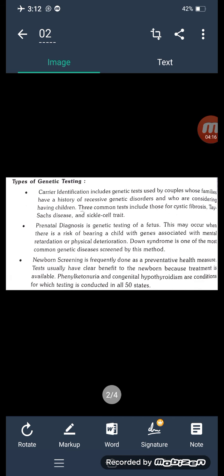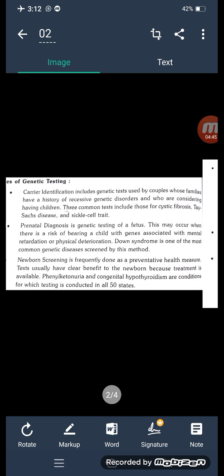And the next one, types of genetic testing. Which types of genetic testing are there? The first one is carrier identification, genetic testing used by couples whose families have a history of recessive genetic disorders, meaning in the couple, the mother or father. So on the mother's side and father's side, whichever has the genetic disorder, that is the history of the patient. And three common tests are included.